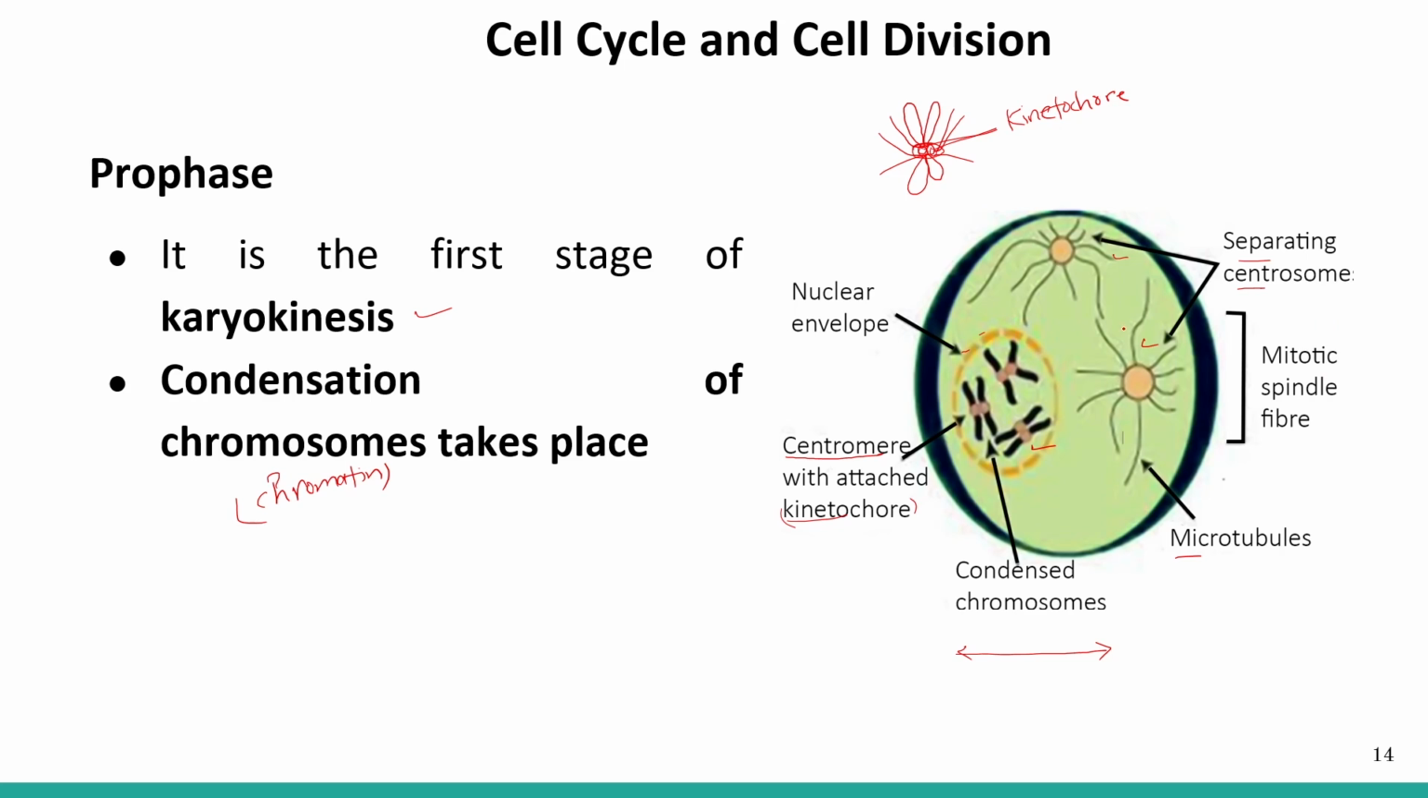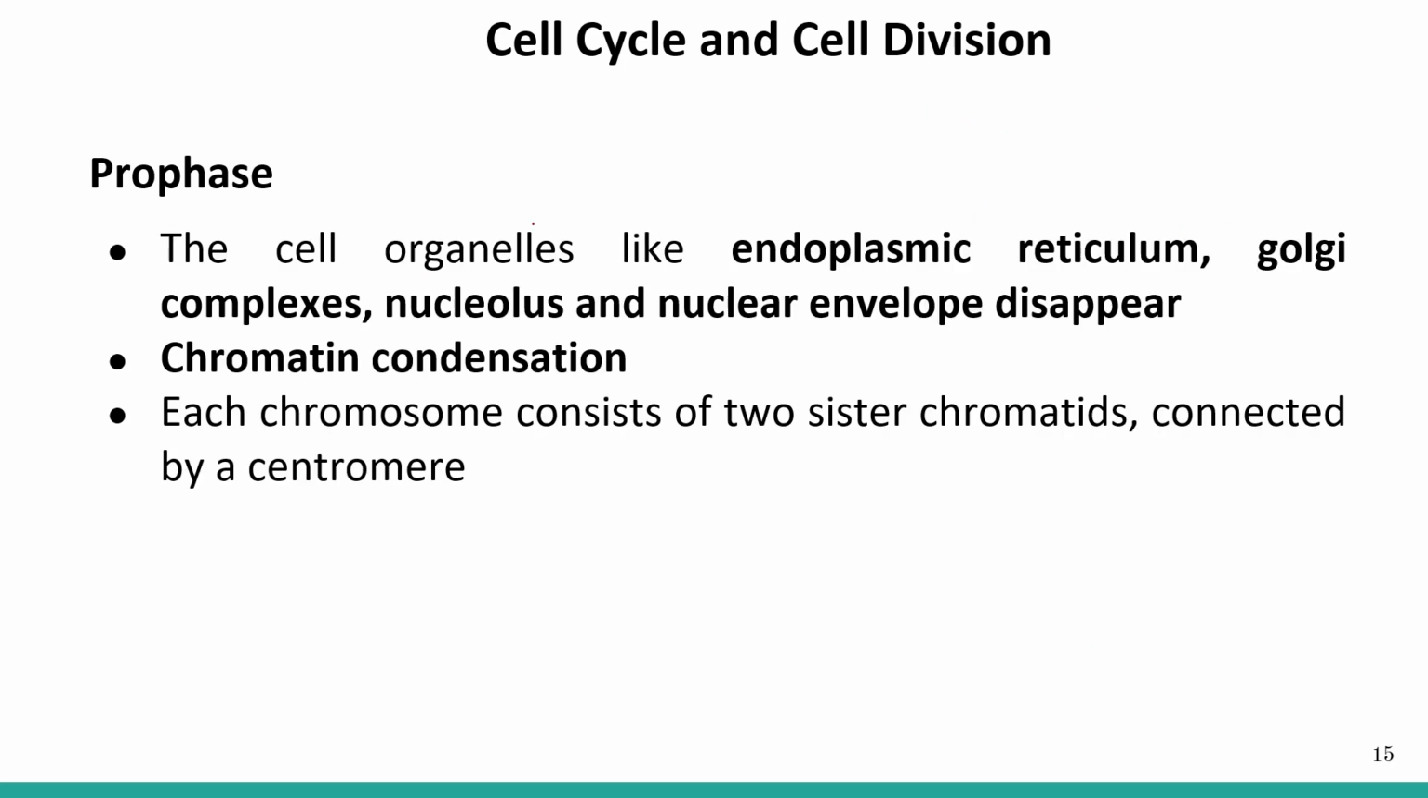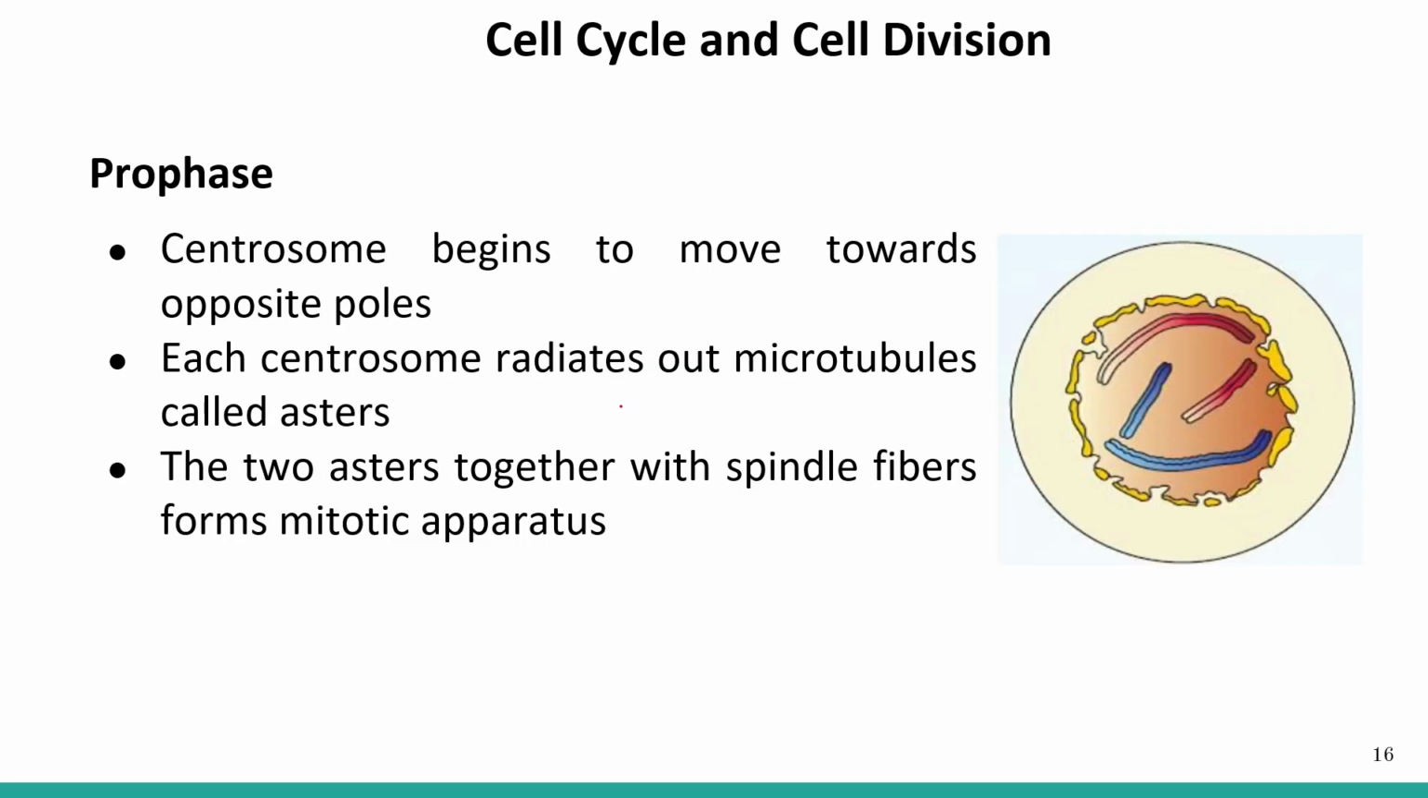So during prophase, what is happening? The cell organelles like endoplasmic reticulum, Golgi complexes, nucleolus, as well as the nuclear envelope, start disappearing. Chromatin condensation is taking place. Now each chromosome consists of 2 sister chromatids connected by the centromere. This we have already discussed.